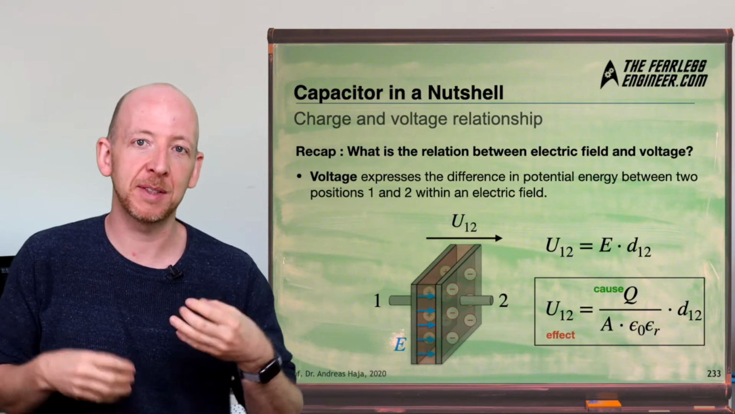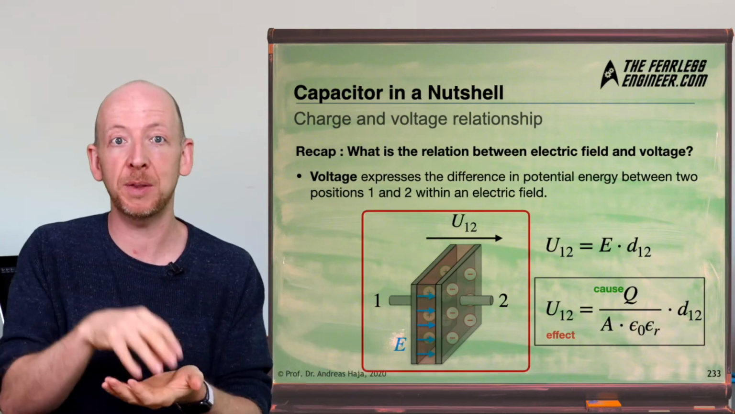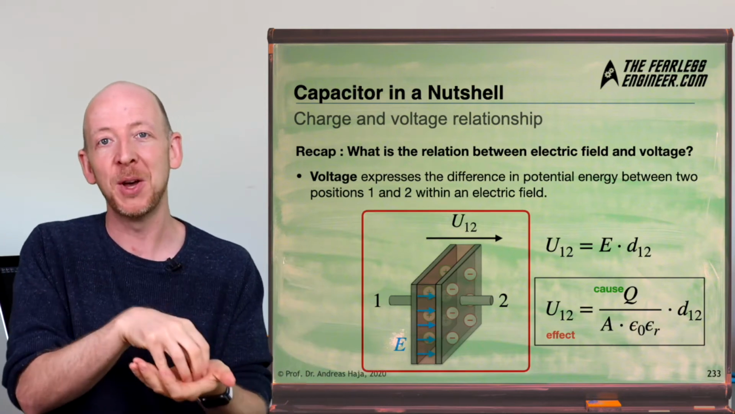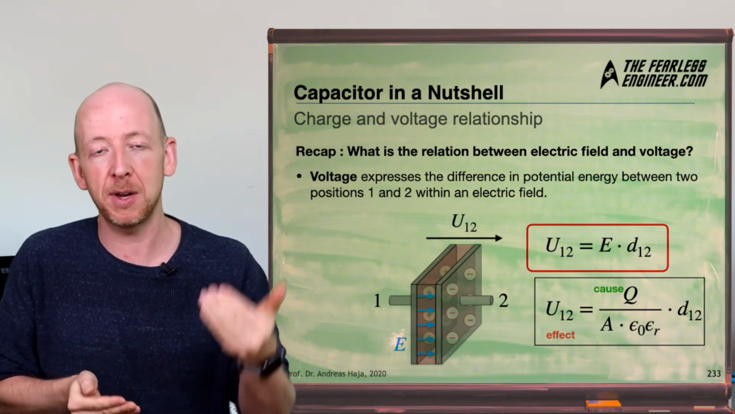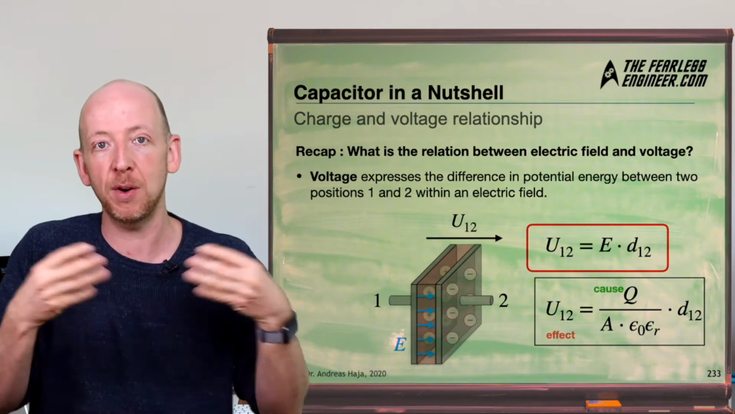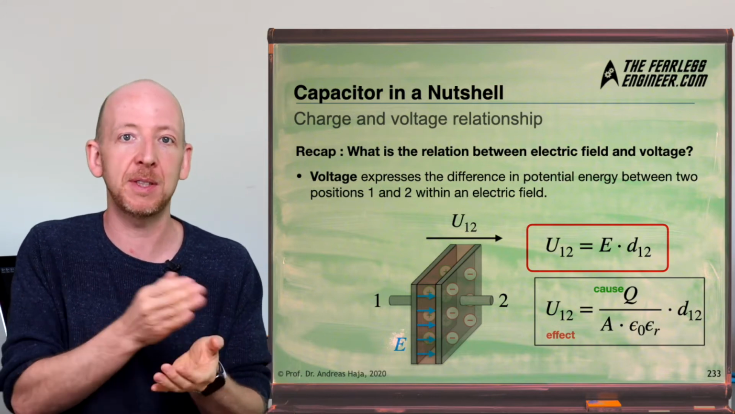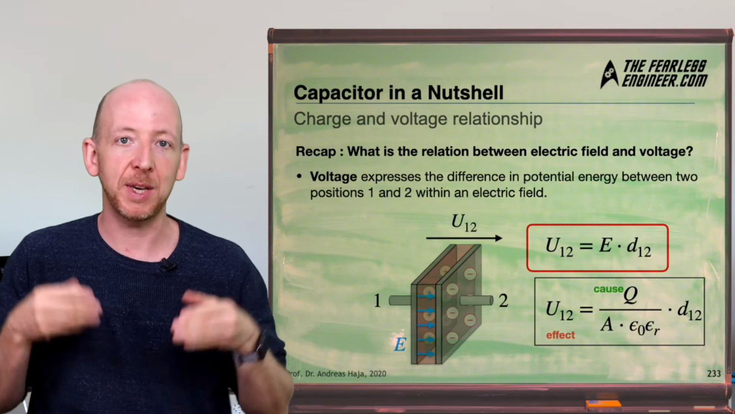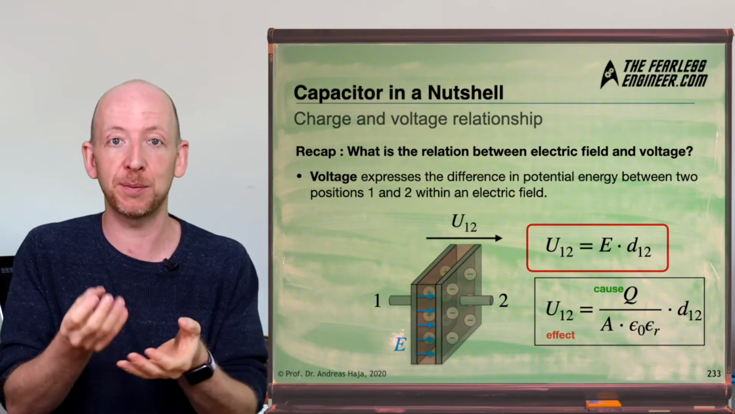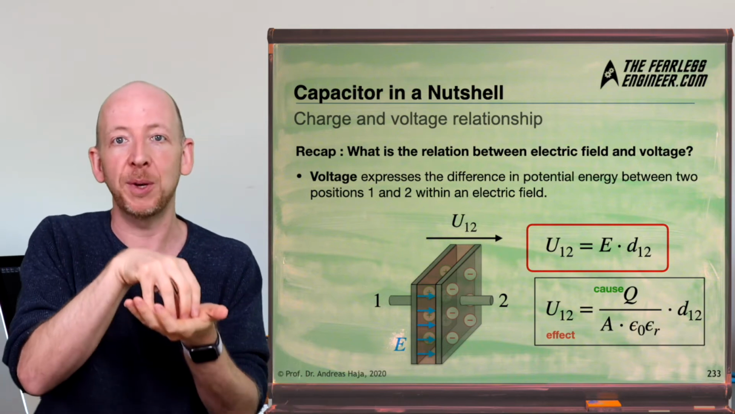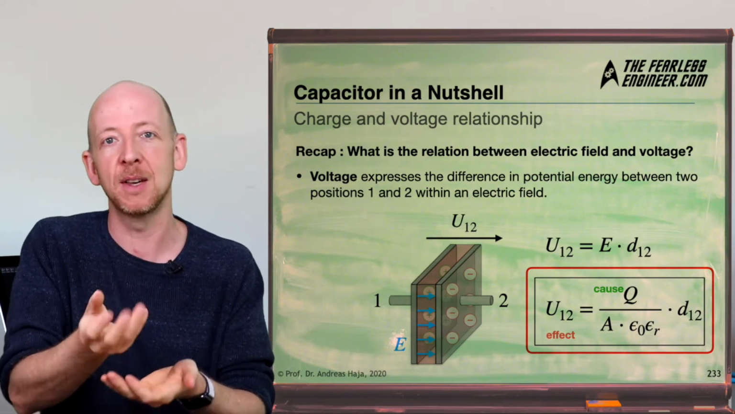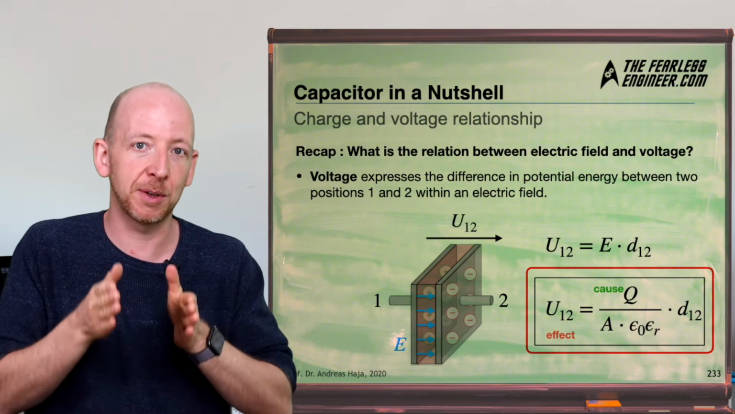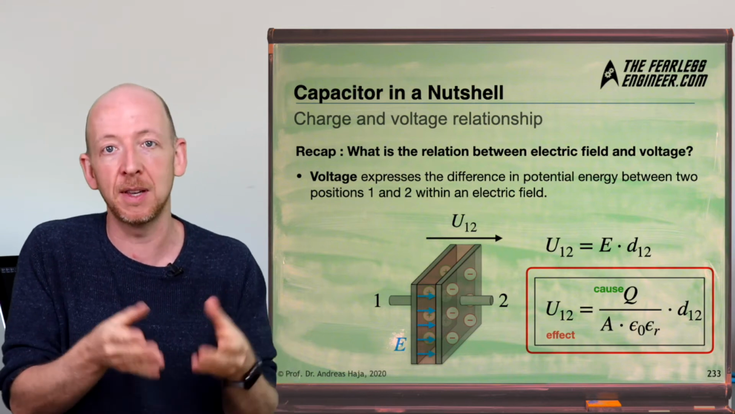So if we consider the set of charged plates again and assume that there is charge located on the plates, we can calculate the voltage drop U12 across the plates as the product of the electric field E that is caused by the charges and the physical distance d12 between the plates. And when we insert the equation for the electric field of charged plates from the previous slide, we get a very neat relationship between voltage and charge and the geometric properties of the plates. So the charges are the cause and the resulting voltage in this case is the effect.